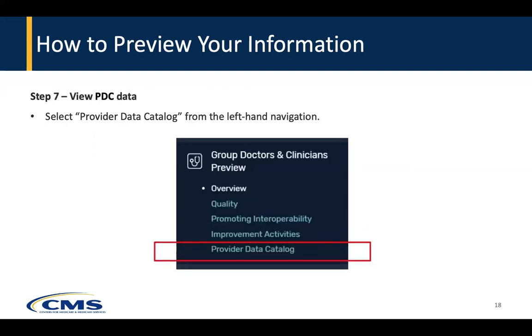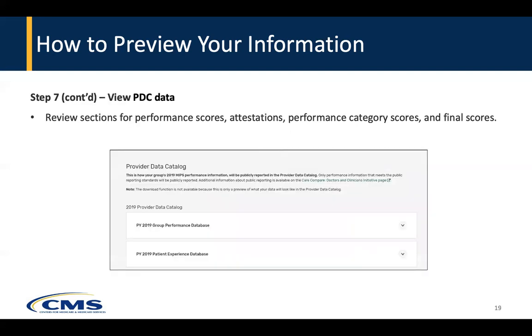All of the performance information shown so far, as well as some additional performance and general information that was not selected for reporting on profile pages, will be publicly reported in a downloadable format. Select Provider Data Catalog from the left-hand navigation to see what information will be published for you or your group. On the PDC page, you'll see all of your performance information that will be publicly reported in the PDC. Only your or your group's information is displayed.